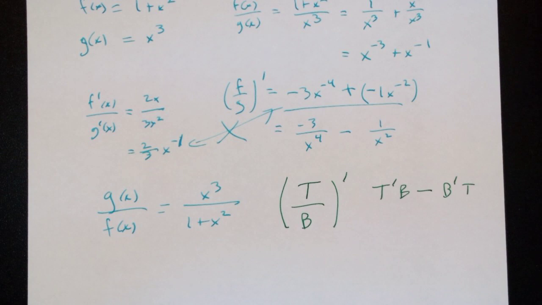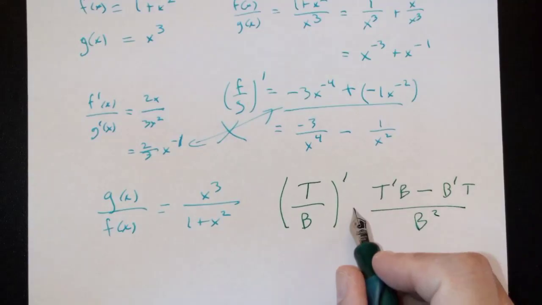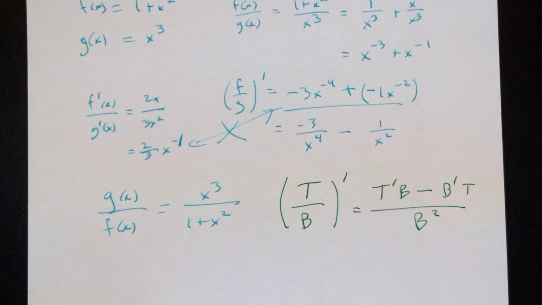Do the derivative of the top first. But it's division. If I start with division, I should finish with division. And I'm going to divide by b squared. I promise this isn't an accident. This isn't coming out of nowhere. But in order to show you where it comes from, I need to get a little further. I'm just going to give it to you.